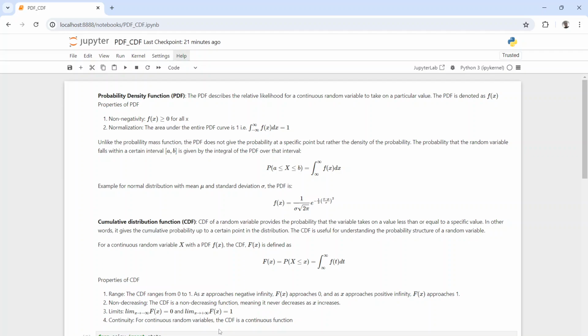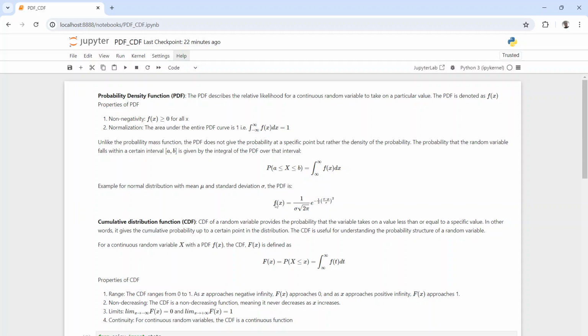Unlike the probability mass function, the PDF does not give the probability at a specific point, but rather the density of probability. The probability that a random variable falls within a certain interval [a, b] is given by the integral of the PDF over the interval.